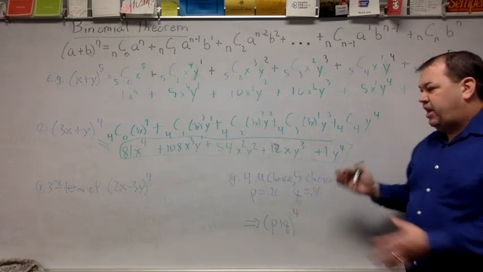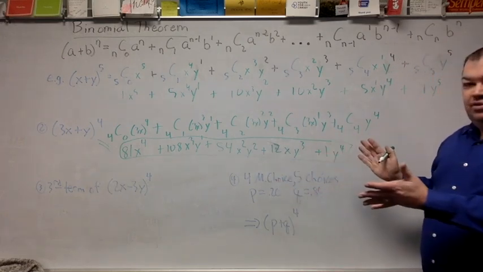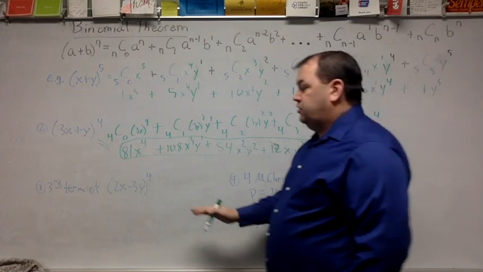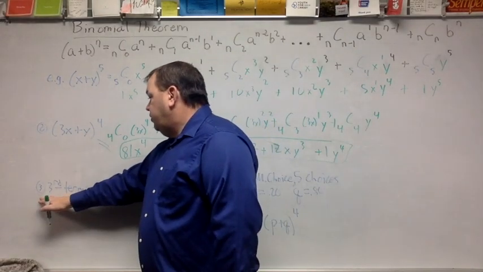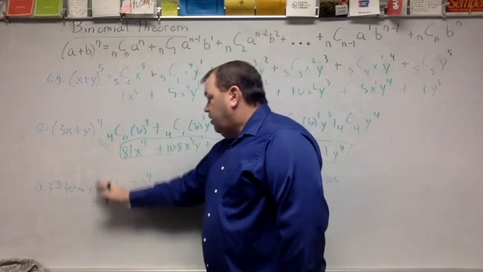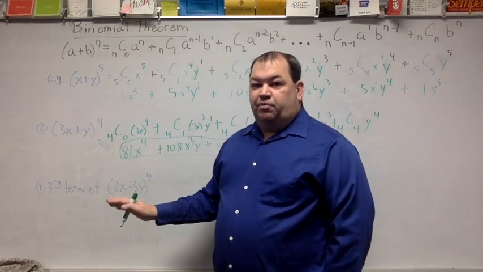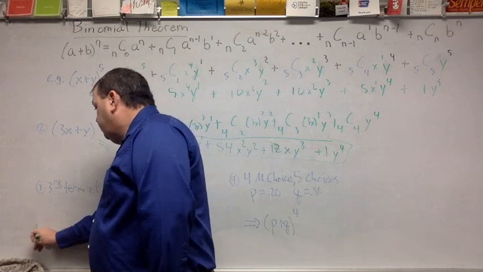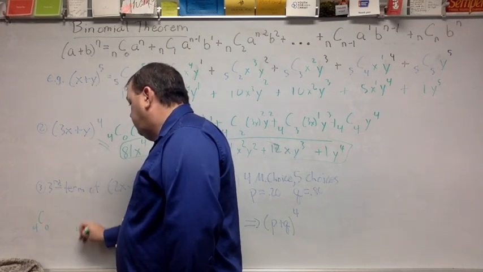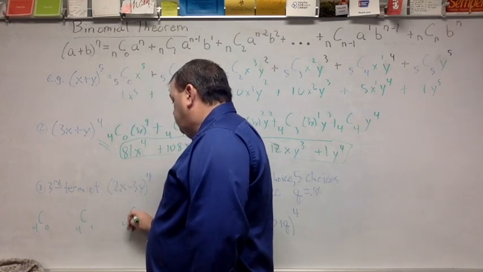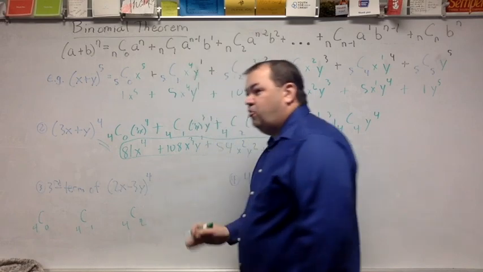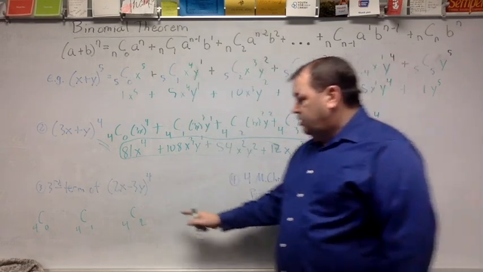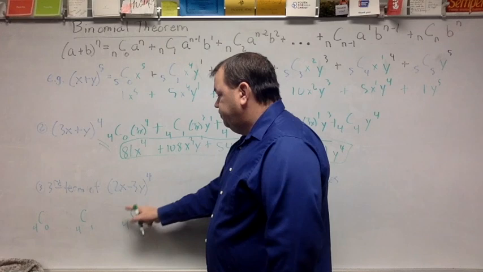Now, sometimes they won't ask for the whole expansion. They may only ask for part of it. So this one says, I only want the 3rd term of this particular binomial. I could still write them all out. So we've got 4 choose 0, 4 choose 1, 4 choose 2. I could write them all out, but I'm only interested in the 3rd term. So I'm going to focus in right here.